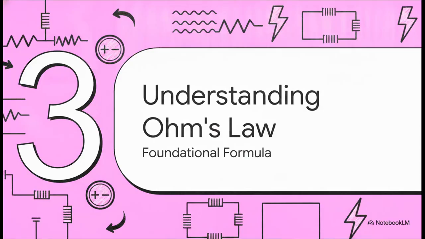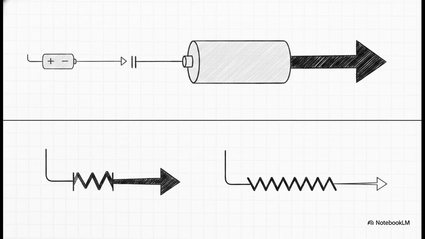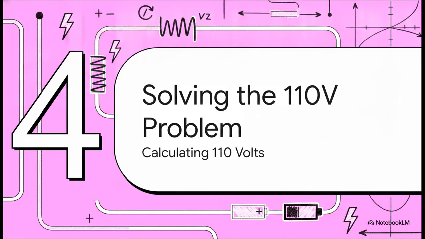Which brings us to Section 3, understanding Ohm's law. You can't talk electricity without Ohm's law. It dictates the relationship between the three main pillars. Current equals voltage divided by resistance. Basically, current is directly proportional to voltage. So if you use a bigger battery with more voltage, your current goes up. But it's inversely proportional to resistance, meaning if the resistance goes up, like by adding more bulbs to our single path, your total current naturally drops. Let's see this in action.